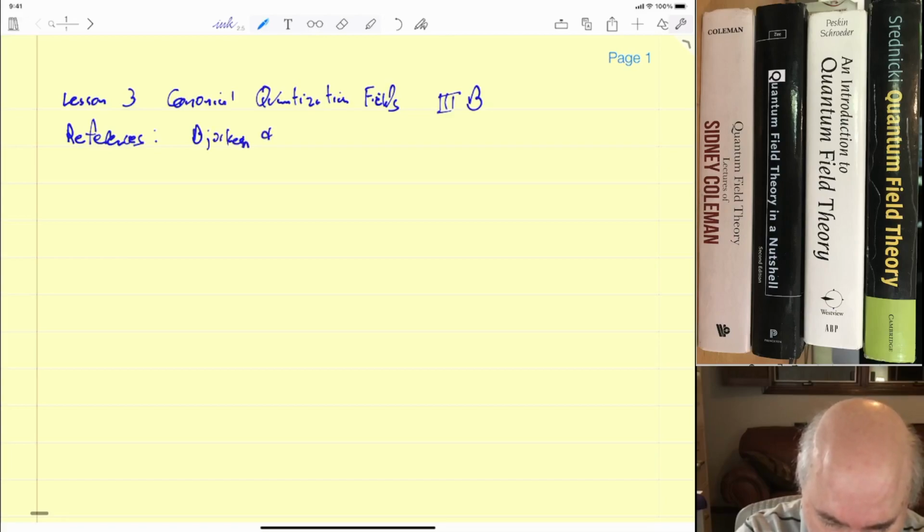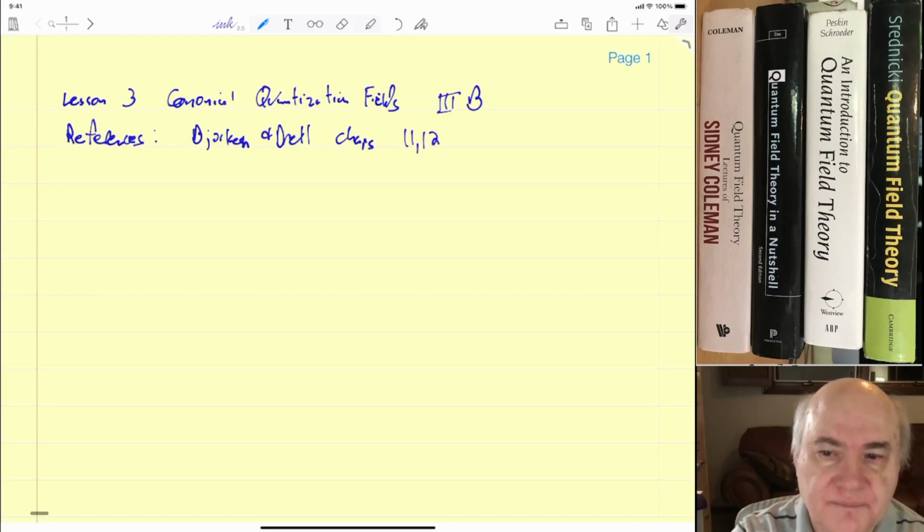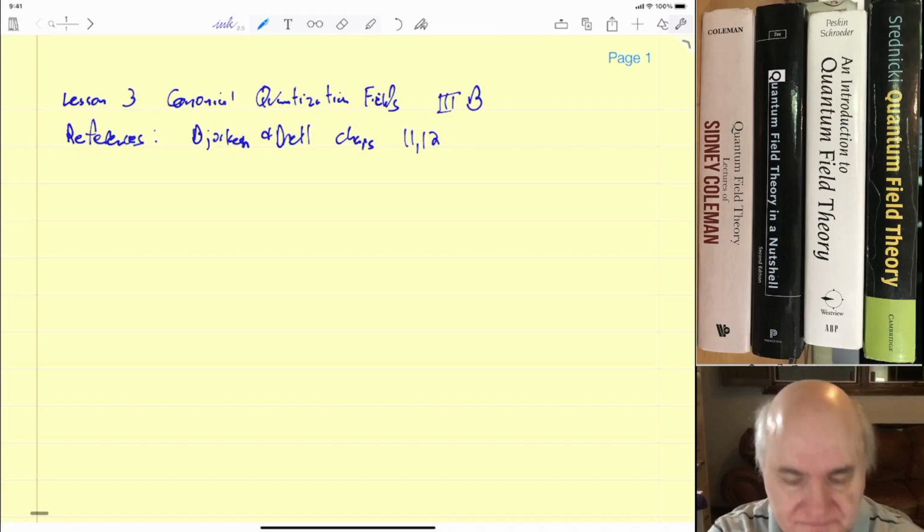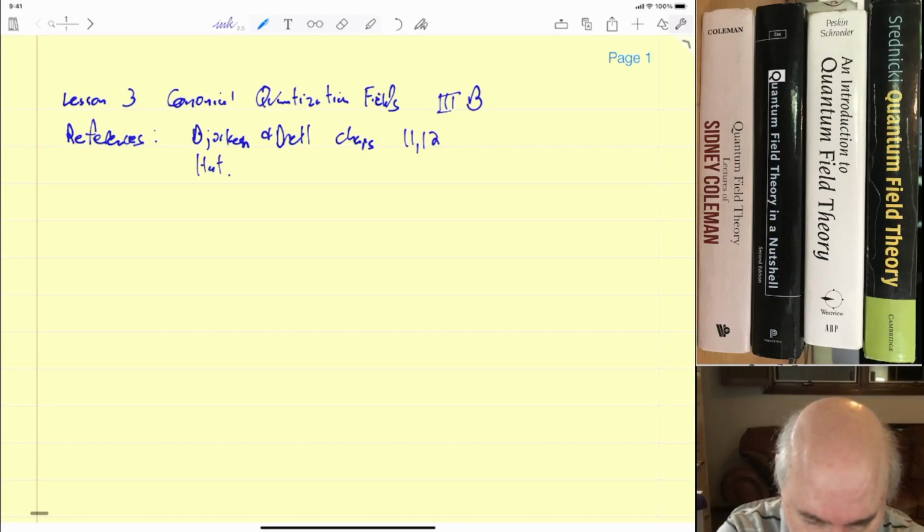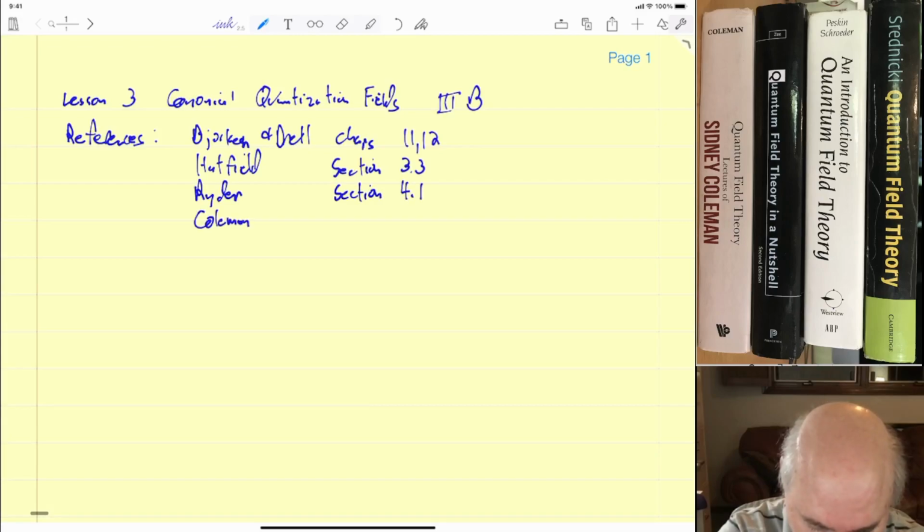Bjorken and Drell, chapters 11 and 12, and Greiner, sections 3.3, Ryder, section 4.1, Coleman, where much of this material is taken from, is section 4.4, Cheng, our main course textbook, is chapter 3, and Peskin and Schroeder, chapter 2.